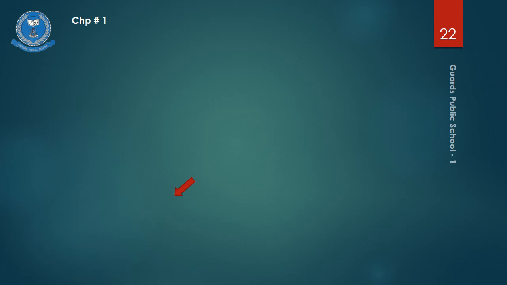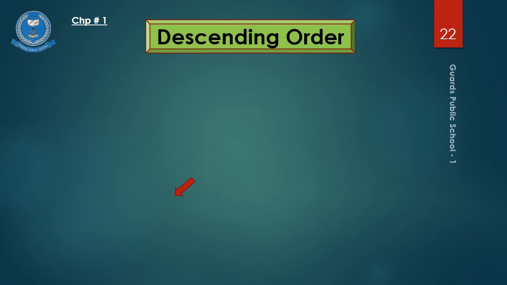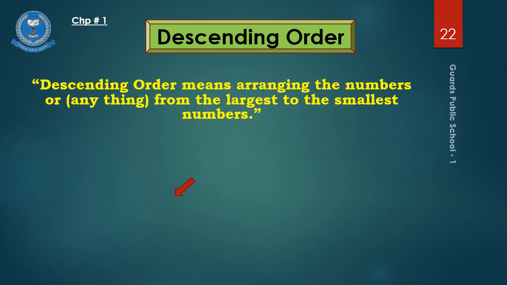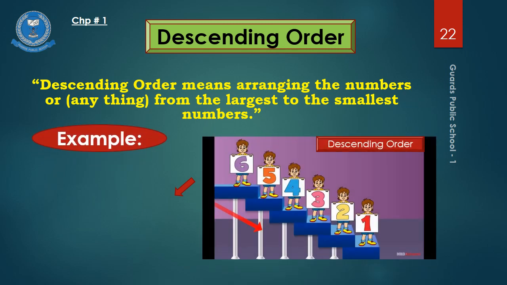Now let's see what is descending order. Descending order means arranging the numbers or anything from the largest to the smallest. Remember, students, descending and down both start with the letter D. Numbers in descending order means go down. We can also take an example of stairs for descending order.